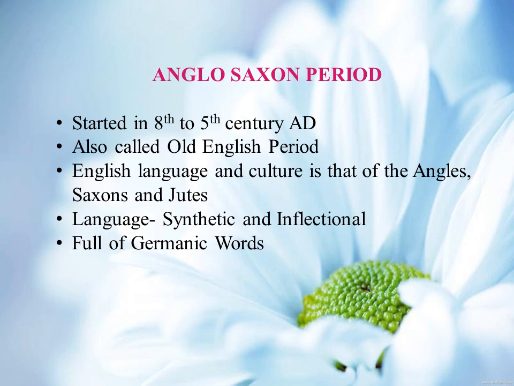Old English language is very difficult. It was synthetic and inflectional. That is, the whole word will change according to the grammar function. And it was full of Germanic words. Okay. Remember, the language is very synthetic and inflectional. They used lots of Germanic words also.